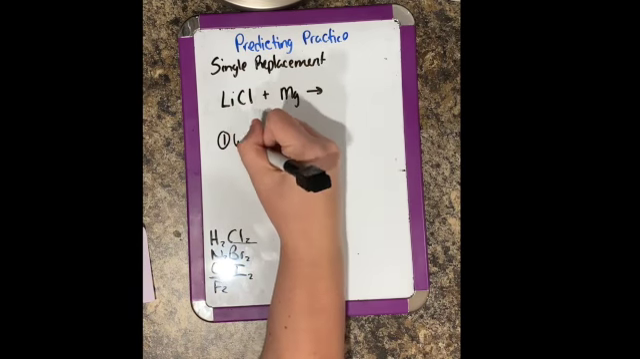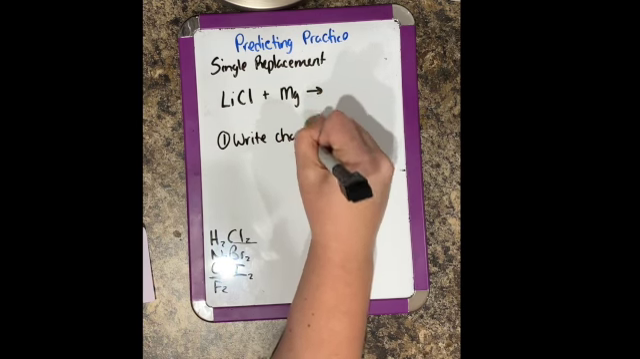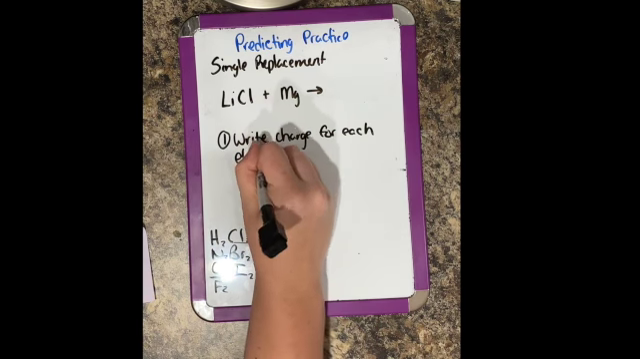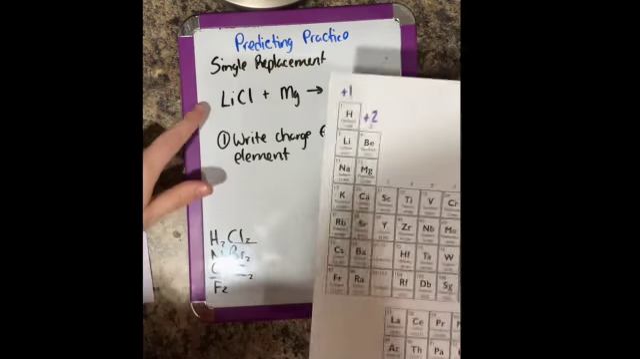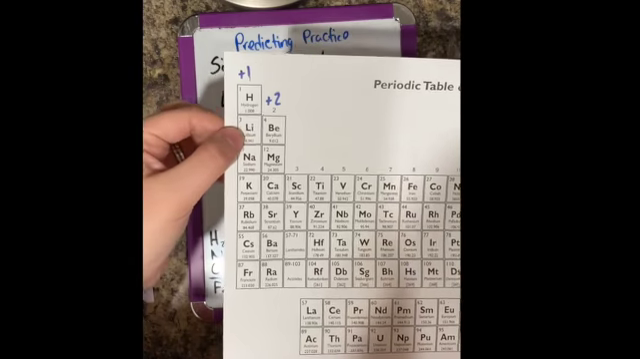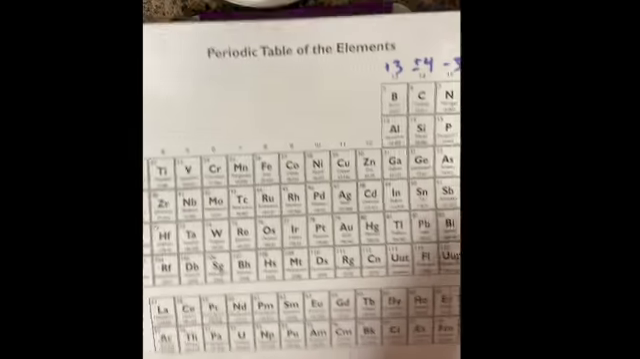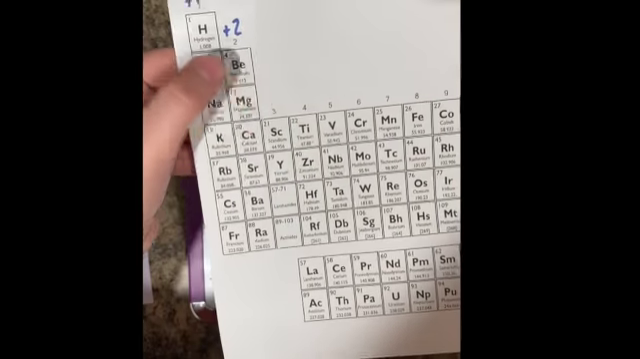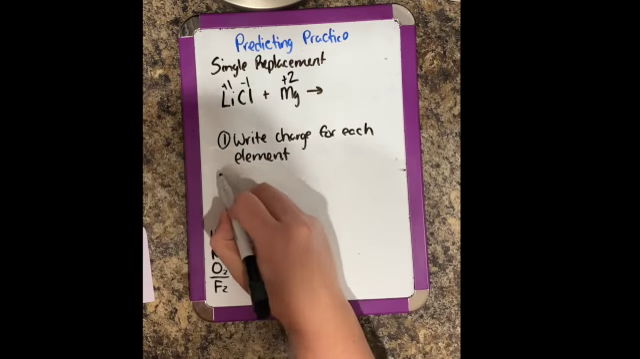Step 1, write charge for each element. So first one we have is Li, which has a +1 charge. I'm just going to write it above. Then we have Cl, which has a -1 charge. And then Mg has a +2 charge.